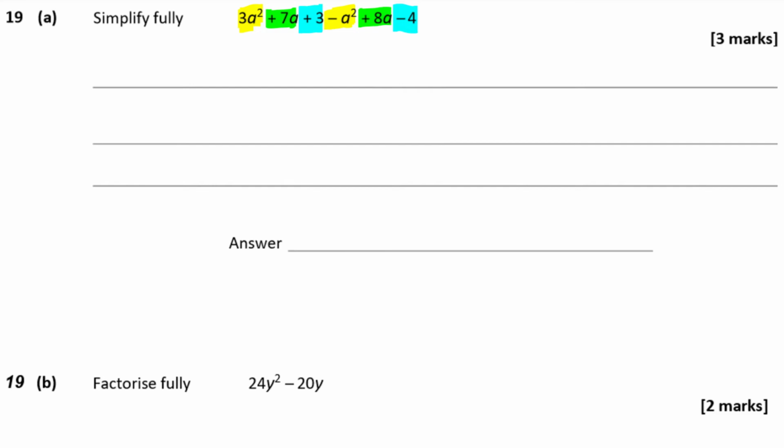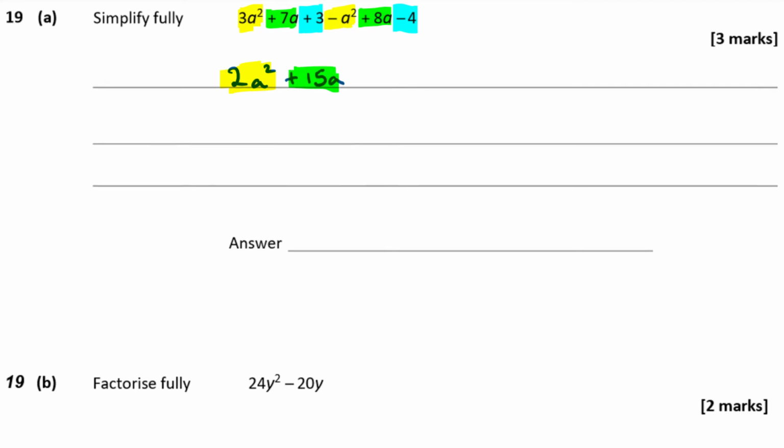So 3a squared minus a squared. If I've got 3a squared and I take away a squared, that's going to leave me with 2a squared. So my 2 yellow terms becomes 2a squared. And then I've got 7a plus 8a. 7a plus 8a together, well, that's just going to give me 15a. So my 2 green terms gives me 15a.